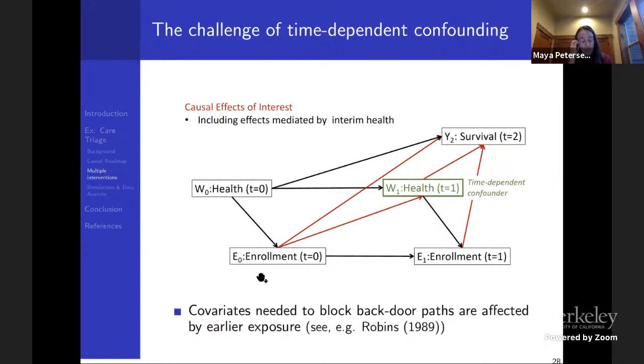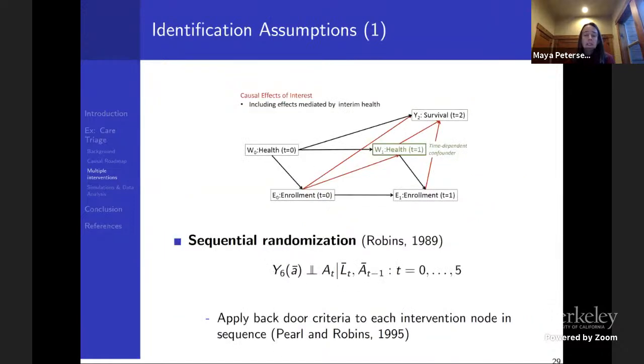This is a longstanding problem across many fields, where work by Robins in the early 80s really opened a path forward to address this. The core insight here is that instead of tackling this all at once, we basically break it into parts and tackle it in turn. And that leads us to the sequential randomization assumption. Sequential randomization really just does the same thing we did in the single time point case, but applies it to multiple time points. And we can also similarly apply an extension of the graphical criteria to this multiple time point case.